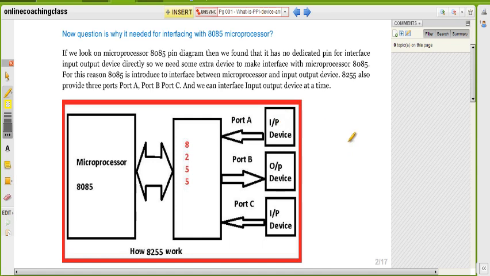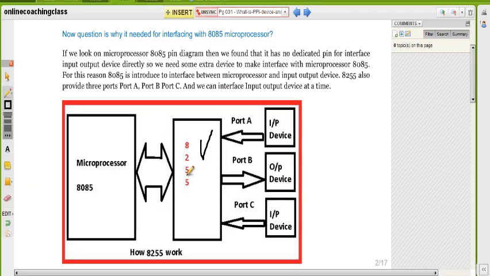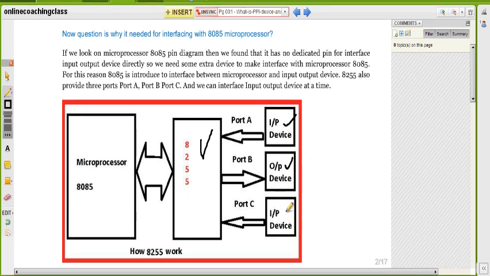Look at the diagram below. It is a peripheral device which takes the role of interfacing input-output devices. Look, this is an input device, this is an output device, and this is also an input device. 8255 does the interfacing between those input-output ports and microprocessor 8085.